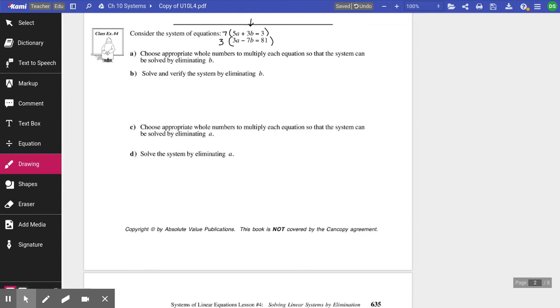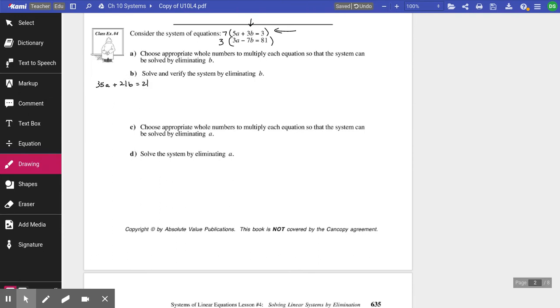Now, the signs are already good. Don't mess with the sign. Positive and negative, that's great. We just have to make the 3 and the 7 become 21. So when I do that, you must multiply the entire thing by 7. Here we go. Give yourself some space. It takes a lot of work. 35a plus 21b equals 21. Don't forget the 21 on the other side.